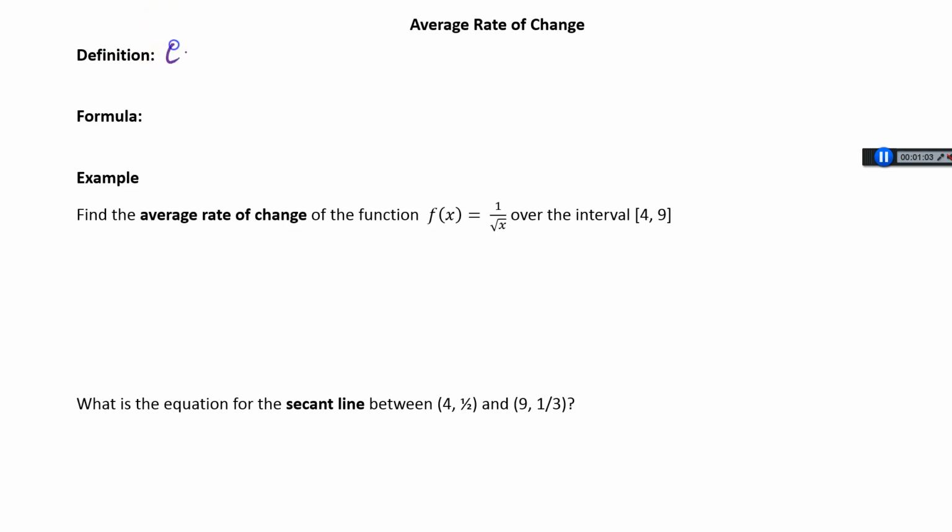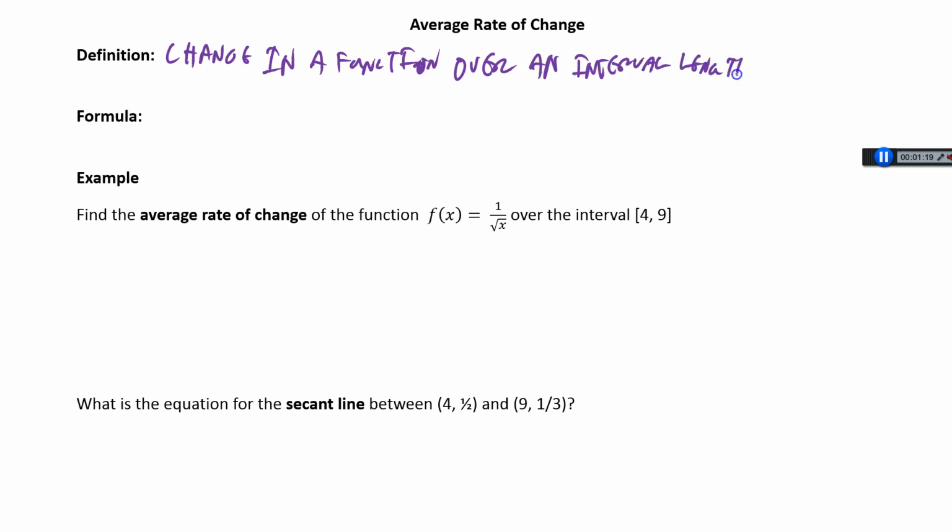So this is the change in a function over an interval length. So that is f of b minus f of a over b minus a. An example here, find the average rate of change of this function over the interval 4, 9. We did this problem in class, but let's take a look at it again.